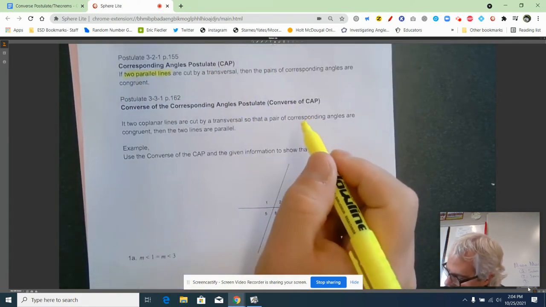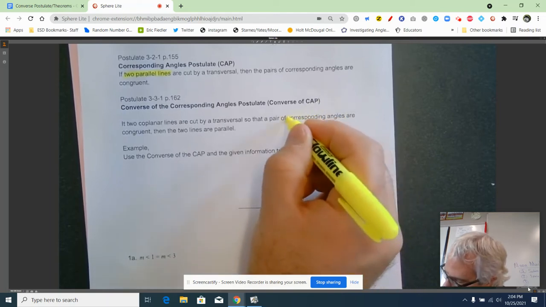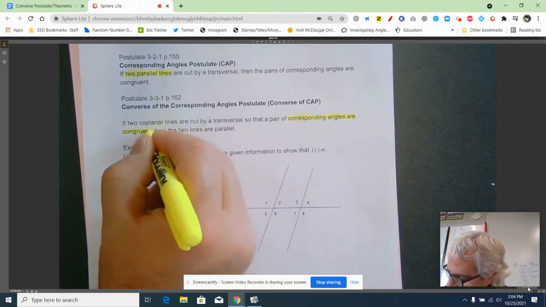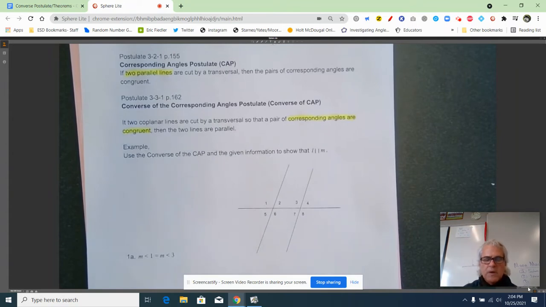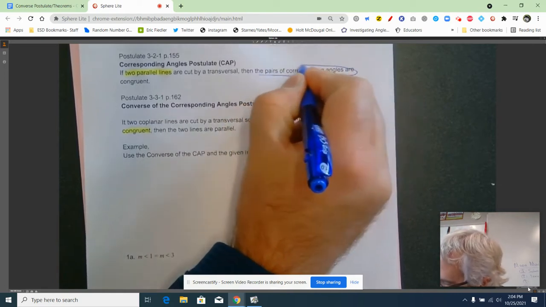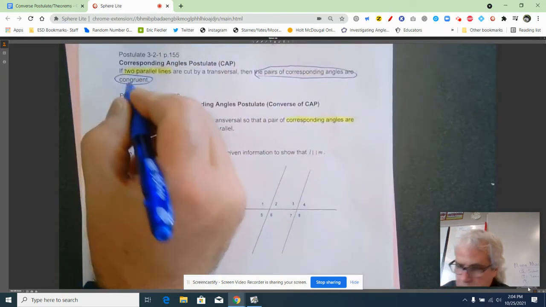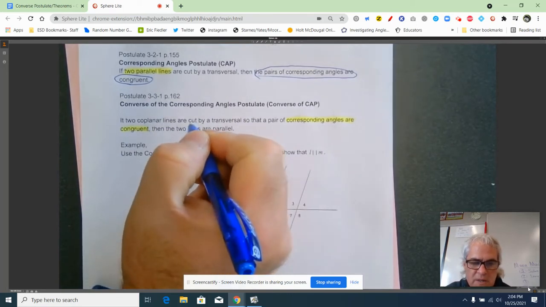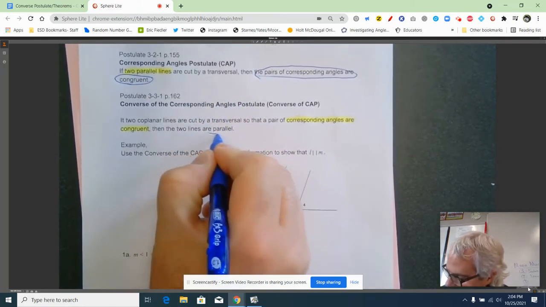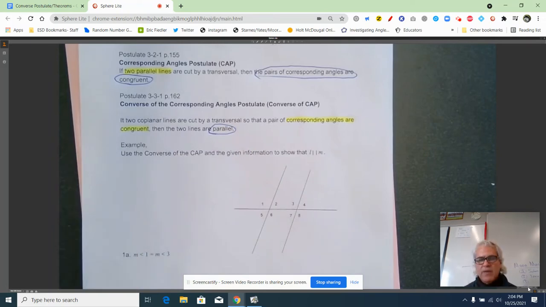In this one, you're given congruent corresponding angles and the fact that they're cut by a transversal. The conclusion in the top one is then the pairs of corresponding angles are congruent. The conclusion in our new section is then the lines are parallel. And I'll just circle the parallel piece of that conclusion. So when we get done with this, if you were to describe this section in one word, it would be converse. Okay. And what it means is you're trying to show lines are parallel.